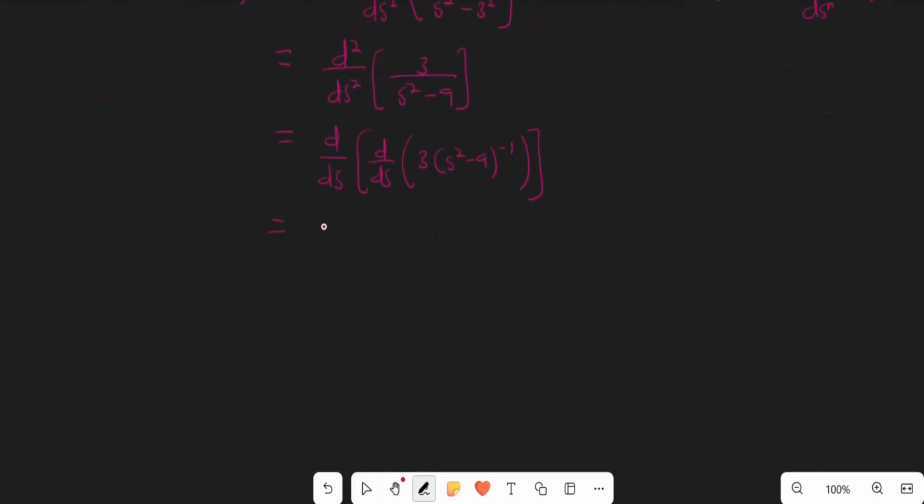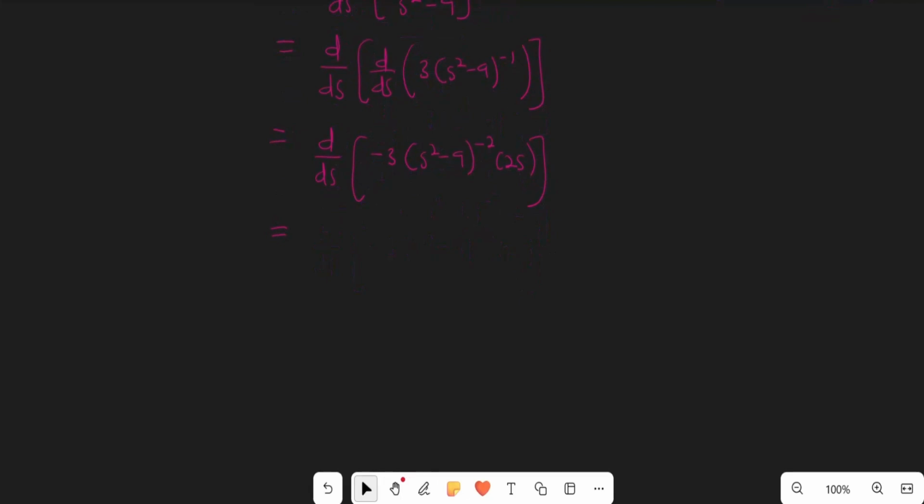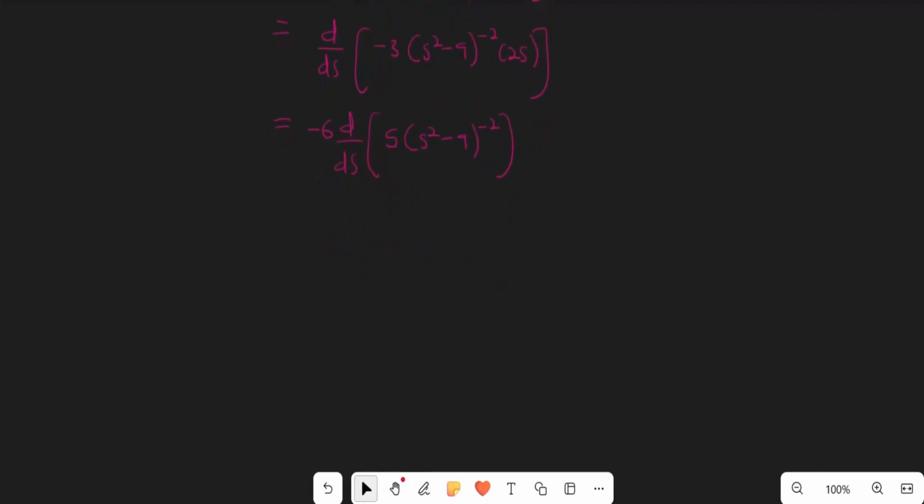So now let's differentiate. d/ds of, now differentiating for the first time, that is going to be negative 3 times s squared minus 9 raised to the power negative 2. And now chain rule, differentiate here and then multiply. That is going to be multiplied by 2s. So we can pull some constants out. Negative 3 times 2 is negative 6 in front here. Then d/ds of what? d/ds of, now we have s multiplied by s squared minus 9 raised to the power negative 2.